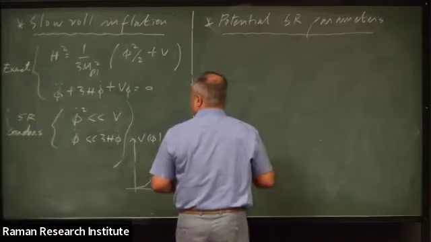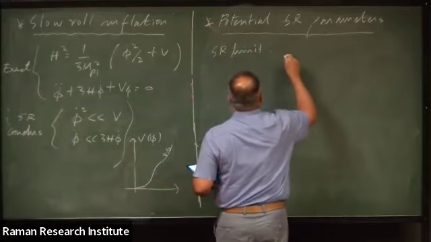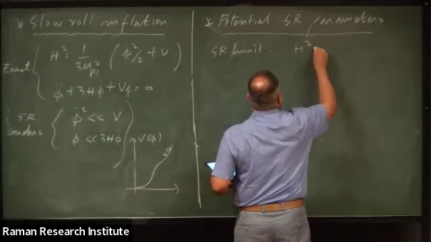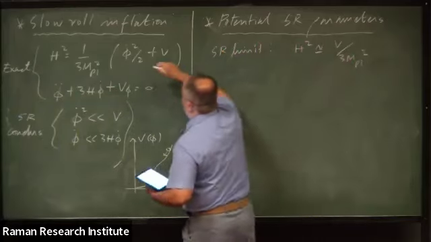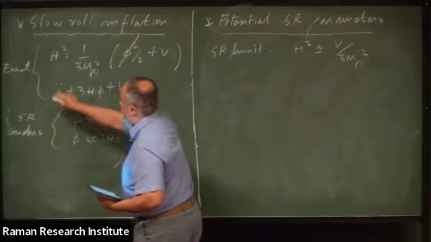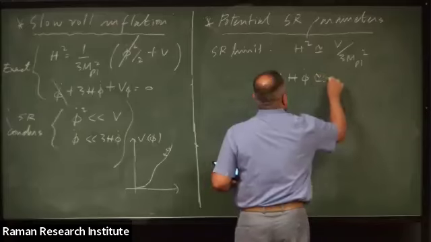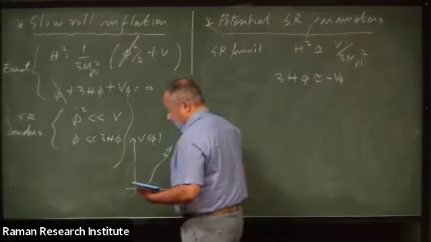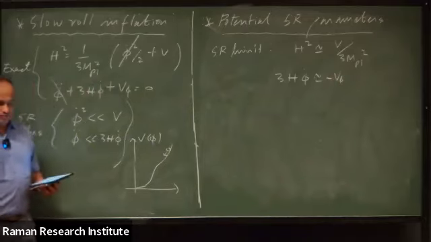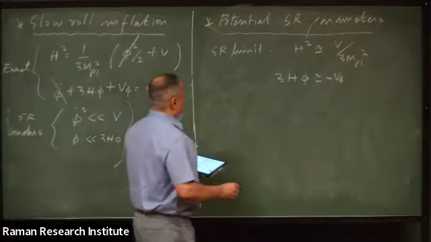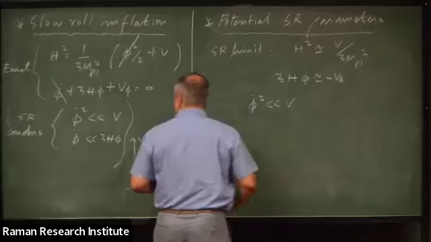So what do you have in the slow roll limit? I have H squared is V by 3 MPL squared, because I'm ignoring this, and I'm ignoring this. The other one I have is 3H phi dot is minus V subscript phi. Remember, V subscript phi is the derivative of V. So the first condition is phi dot squared much, much less than V. This is the first condition.